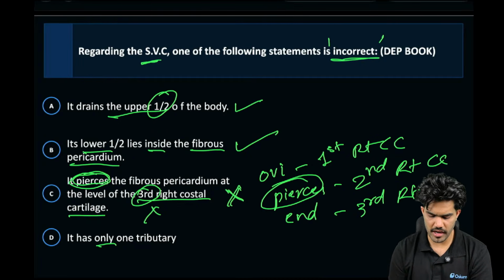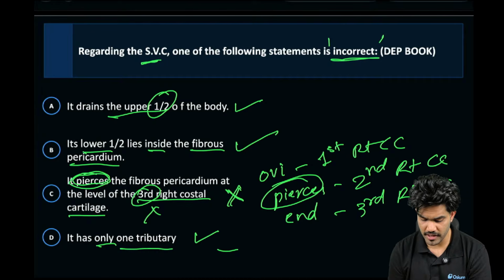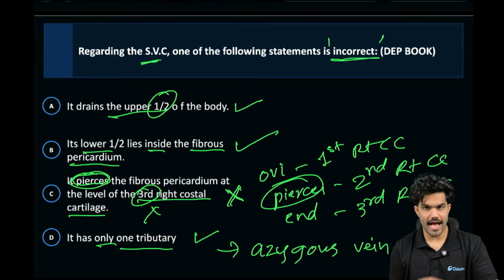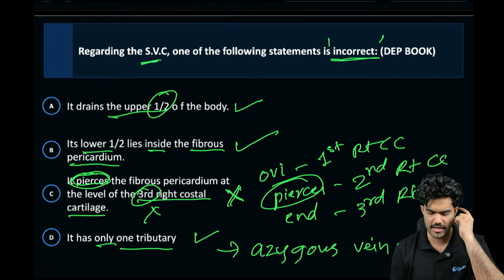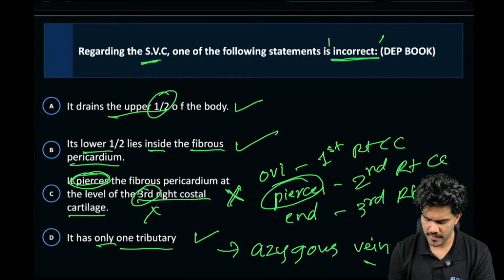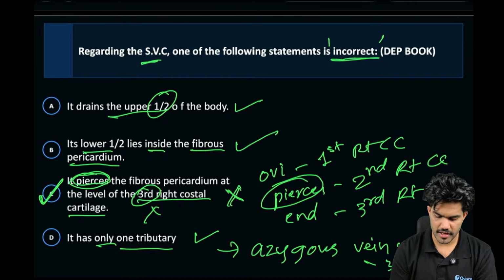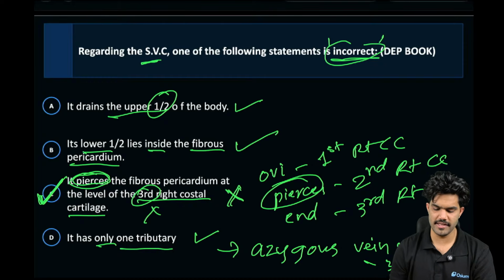It has only one tributary. Yes, which is the only tributary? Esophageal vein. I told you, the esophageal vein drains to the superior vena cava at the right third costal cartilage. So the incorrect option will be C.